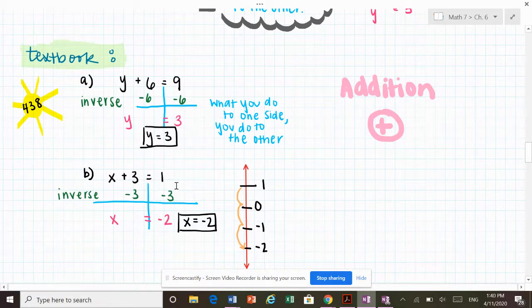And if you have your number line, you may use it. If not, I went ahead and drew one. 1 minus 3 is going to give me 1, 2, 3, negative 2. So x equals negative 2. Make sure when you're writing your solution, you don't just put negative 2 or you don't just put 3. Make sure you include the variable equals the value.